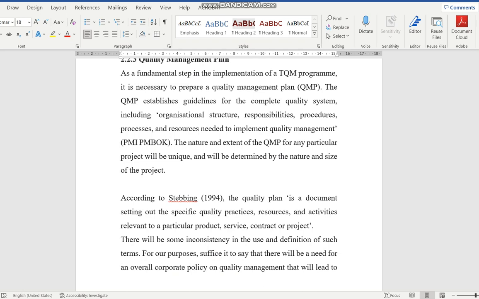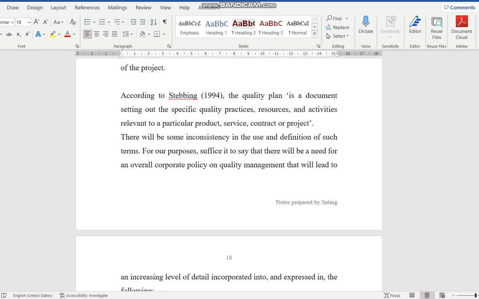And who are responsible? Basically it is a document that sets out the practices, the procedures, the activities that are related to that product and the resources that are related to the product. And how do we deliver them? The method that we use to deliver them, the requirement that we need to place on the resources, and carrying out the activities in order to deliver the relevant product, service, or the contract or the project. And that is the PQP or the QMP.